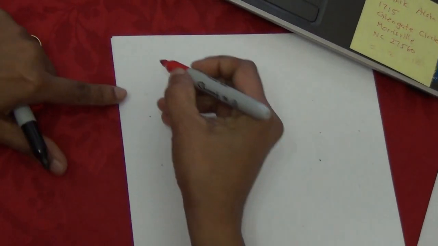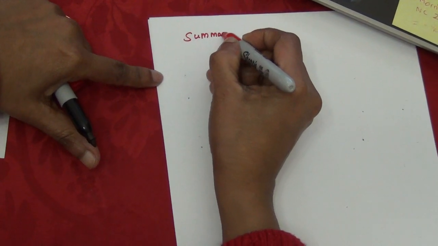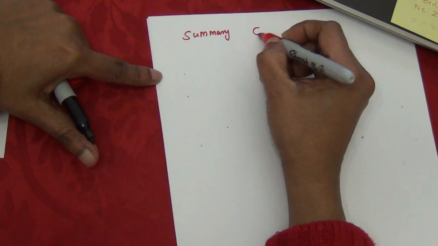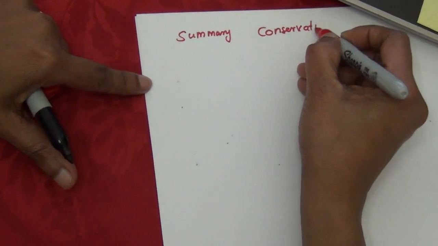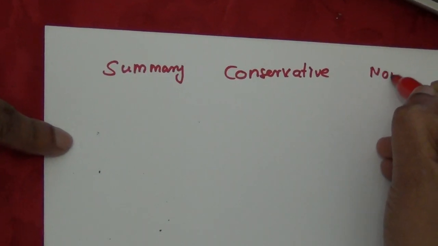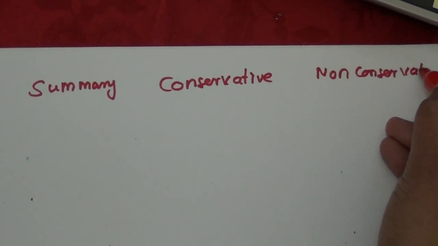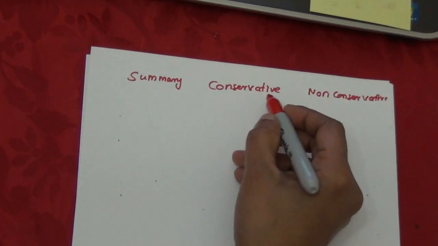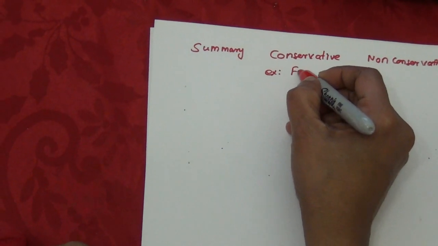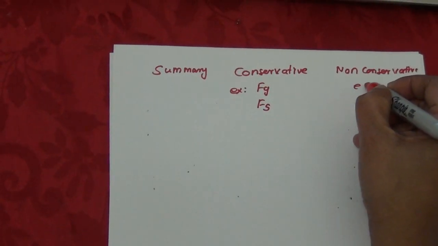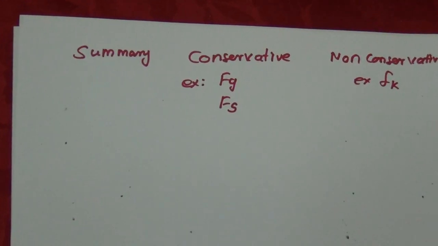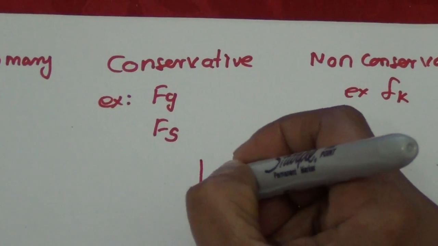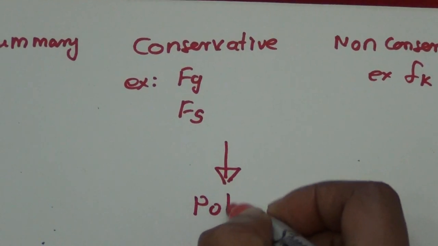Okay, so a summary of what we learned. There are two kinds of forces, conservative and non-conservative. For conservative forces, the work does not depend on the path. The examples are gravitational force and spring force. Here the example is friction, right? So from here we are going to move to potential energy.